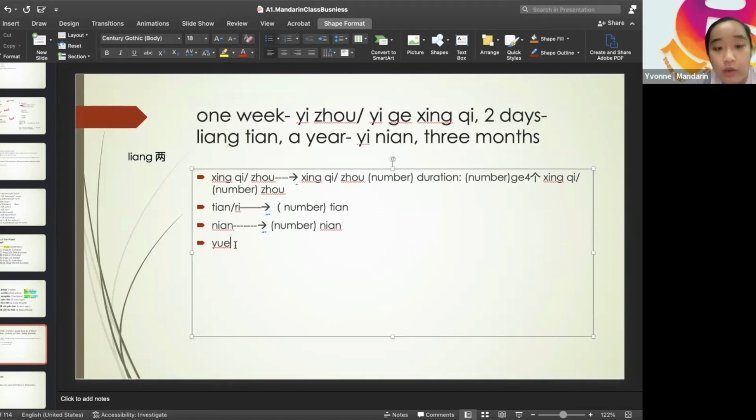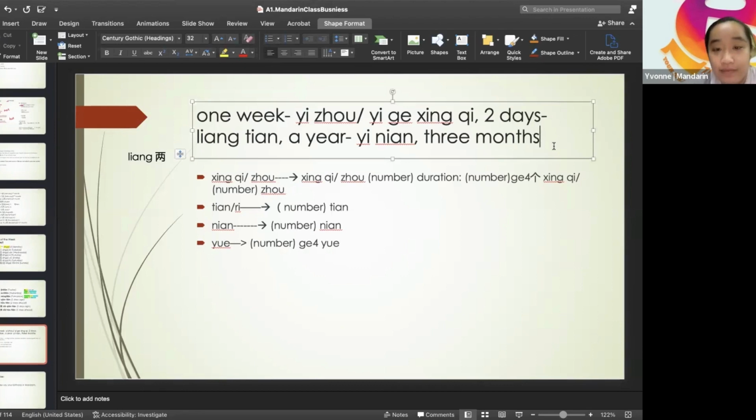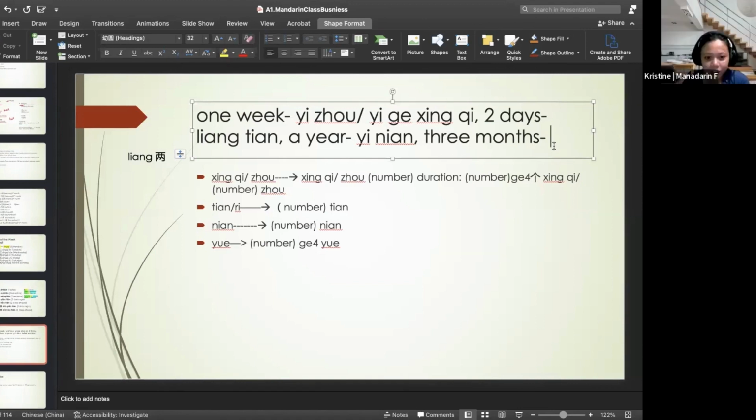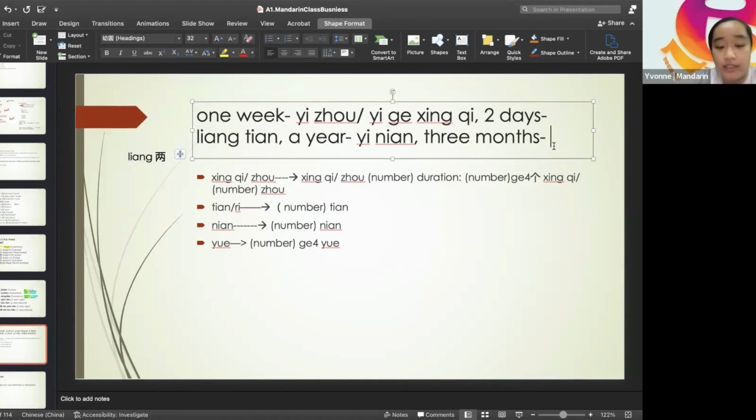The last one is 月. For 月, it will be the same scenario as 星期, meaning we need to add a classifier. So first the number, then 个, and then 月. Number 个月. So Christine, can you try to tell me how to say 3 months? 三个月. Very good, 三个月.